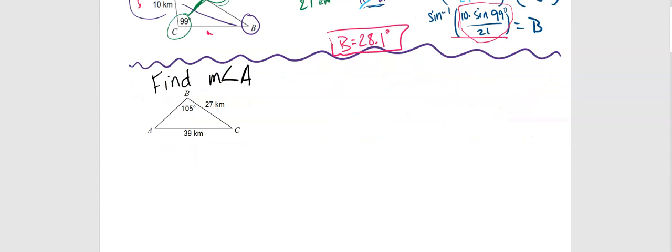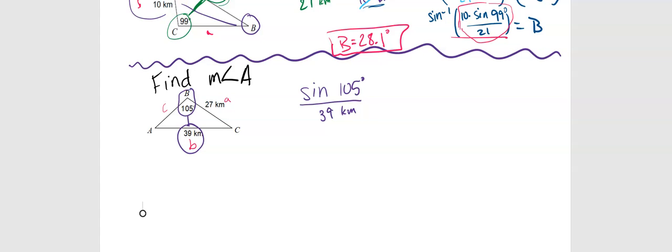So for the second problem, it says that it wants me to find the measure of angle A. I'm going to start this very similarly to the last problem, where I quickly make sure that I have all my sides labeled. Here's angle A, this is little a, angle B, this is little b, over here is little c. First things first, I'm going to want to see where my proportions are. Well, I have angle B there, I have little b there. I can definitely set that up. So sine of 105 degrees divided by 39 kilometers.